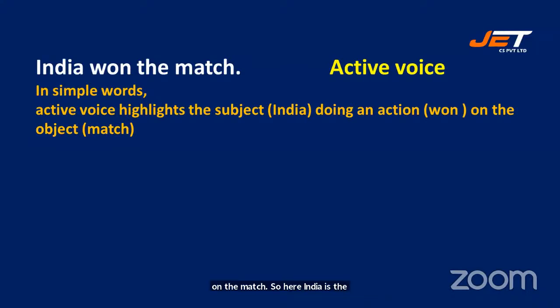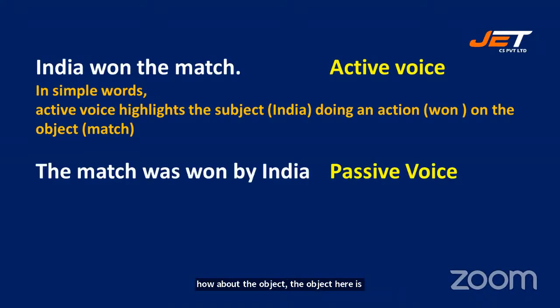What is the action word here? Winning, that is won. And how about the object? The object here is match. All right. So this is actually called active voice. Fine. So the sentences which start with the subject, right? And finally, we end up with the object.